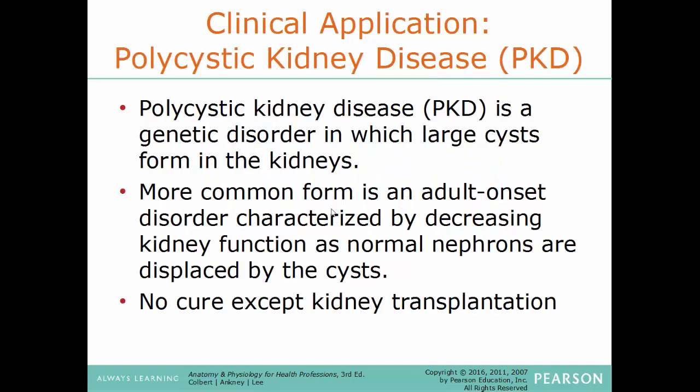Another condition, PKD, polycystic kidney disease. PKD is a genetic disorder in which a large cyst will form within the kidneys. A more common form is the adult onset disorder. It's characterized by a decreasing kidney function, but the nephrons are normal, and they're just displaced by the cyst. And there's no cure for this condition other than getting a kidney transplant.